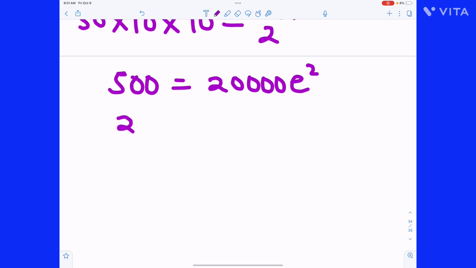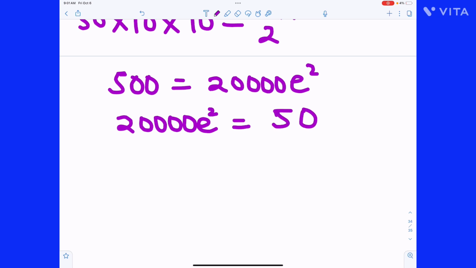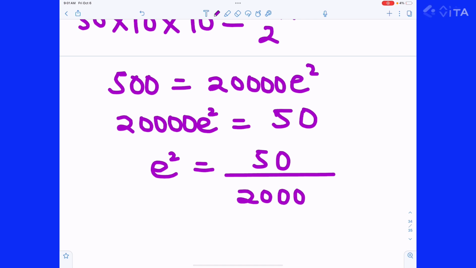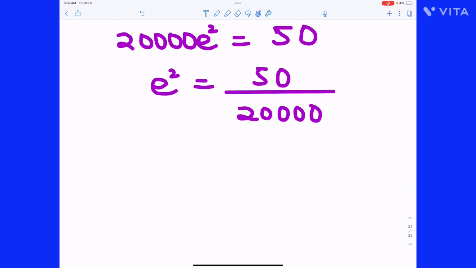Okay, 20,000 e squared is equal to 50. So e squared is 50 divided by 20,000. So let's go. 50 divided by 20,000, what's that? 0.0025. So e squared is what?